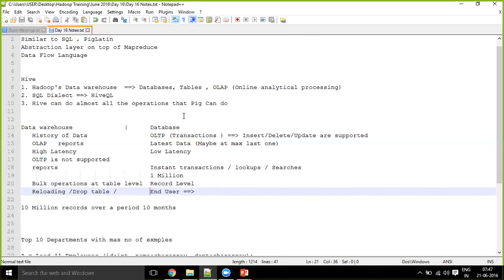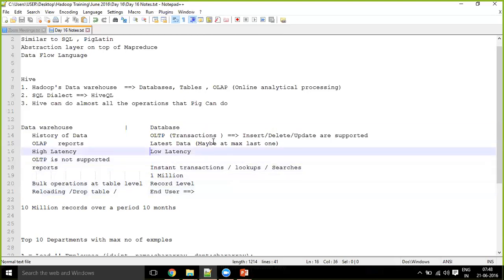So that's the purpose of databases. They support the transactions, and if he updates a record, or if he queries for one employee record, he should not wait for minutes and hours for that record. Okay, so just for one record. So to support those record level operations so quickly and so instantly, they maintain less amount of data in their schemas.